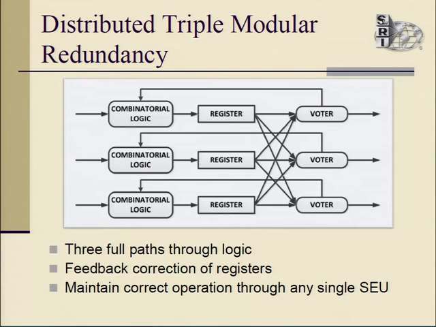So in this case, if you do have a configuration memory upset, maybe one of the voters' operation has changed, maybe the combinatorial logic operation has changed. Nevertheless, 2 of the 3 paths coming through the design will still be correct. So this provides a greater level of protection with greater resource usage.